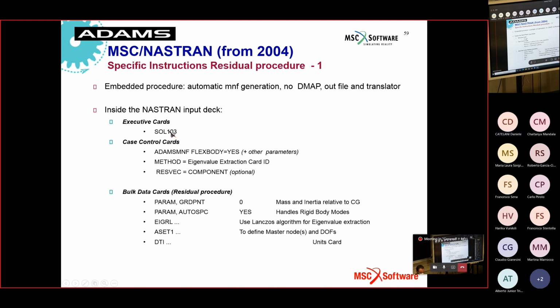First of all, if we use Nastran, the modal analysis is called SOL 103. So this is a very famous analysis already existing in Nastran. To get an Adams flexible body, you run this analysis. The thing you need to remember when you run this analysis is to define an output card. I want to get the output in Adams MNF file.